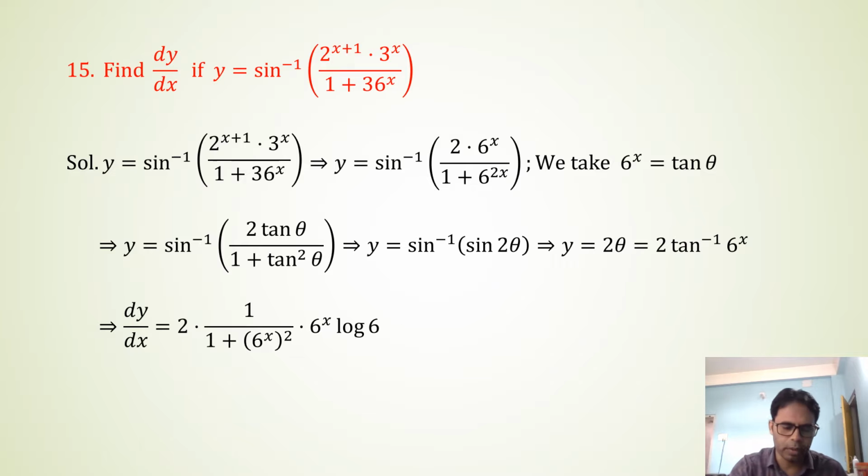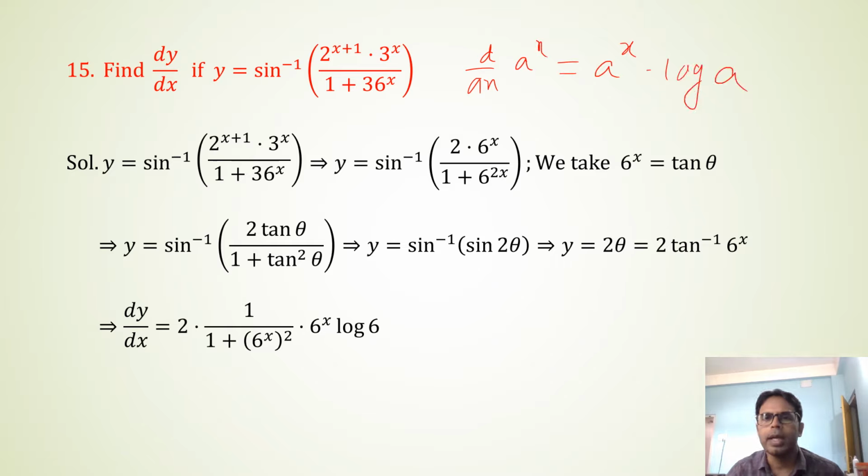What was the formula for the derivative of a to the power x? d by dx of a to the power x is equal to what? It was a to the power x into log of a, and here a is 6 only, so it will be 6 to the power x into log of 6. So I have written that line here, 6 to the power x into log of 6. Okay, then you just take the simple simplification.